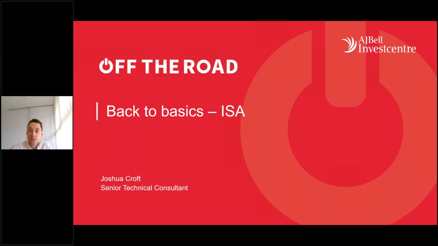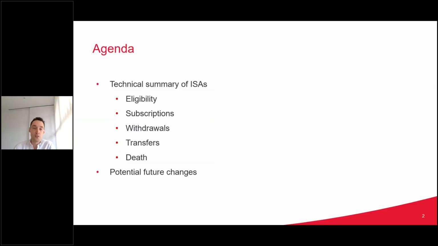So really in the session, hopefully just cover some of the fundamental technical points on ISAs and then have a little bit of a look as well at any potential changes that we might think are coming along down the line. So in terms of the agenda, as I said, just look at the high level technical summary of ISAs, so the different elements of it, so who's eligible to take out an ISA, how the subscriptions work, and then we'll look at withdrawals, transfers, and a little bit on ISAs when someone passes away as well. And then, as I said, looking at some of the potential changes that might be coming up to ISAs, because there've been quite a lot in the press recently around that.